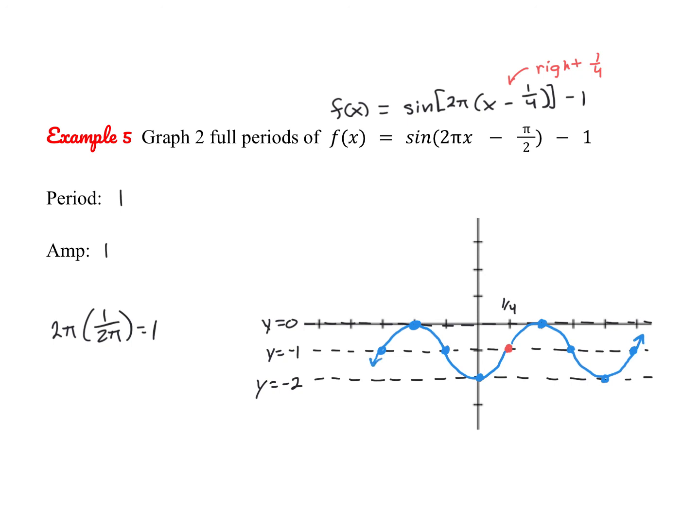Let's add in our domain and range as well. So our domain is all real numbers, and our range is going to be from -2 to 0, including both. So just be really careful again. When you see that you have a b value and an h value, just make sure to always, always, always start by factoring out that b value before you do anything else.